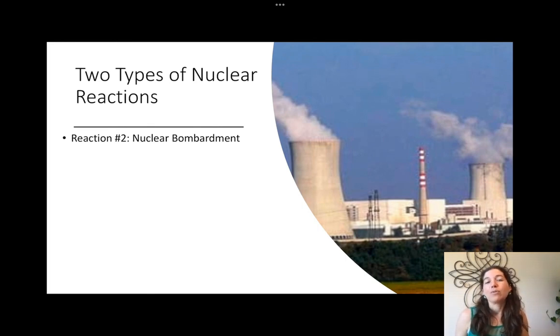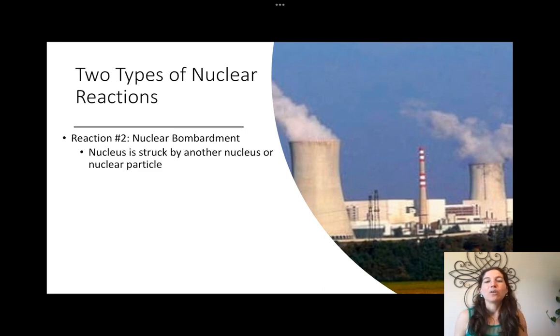The second type of nuclear reaction I want to talk about is nuclear bombardment. Now this is one that you might be a little bit more familiar with because it happens in nuclear power plants. So this is when you take a nucleus of one atom, you hit it with a nuclear particle, and that particle will come in really hard and fast and it breaks the atom apart, and that produces a lot of energy.